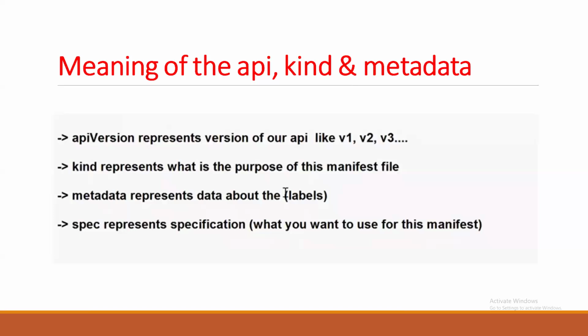Is that understood? API version represents the version of our API, like V1, V2, V3. Kind represents the purpose of the manifest file. Metadata represents data about the data, and spec represents the specification of a manifest file.